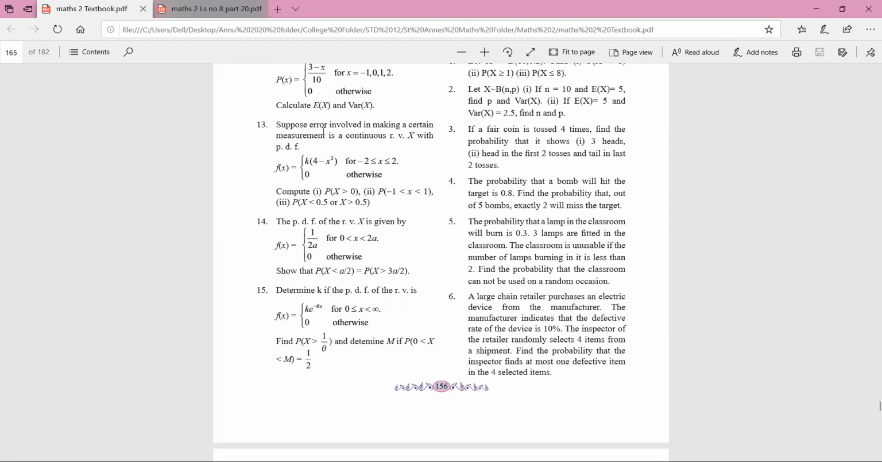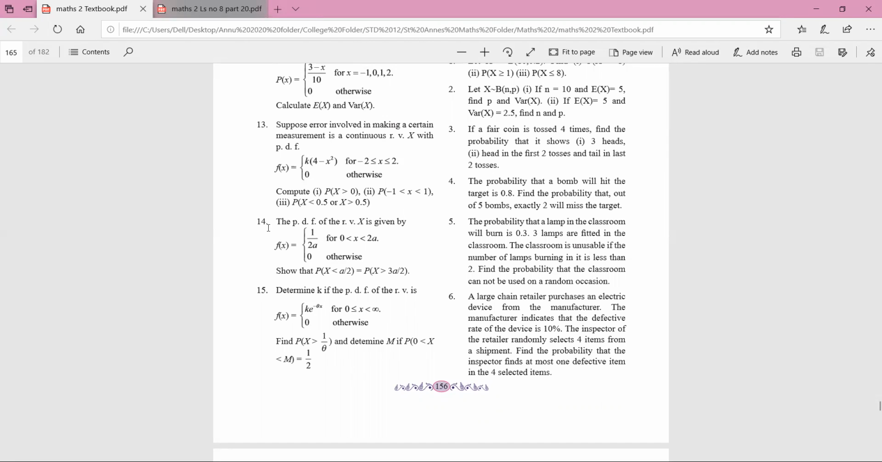Suppose the error involved in making a certain measurement is a continuous random variable x, with PDF given to you as f of x is equal to k into 4 minus x square, with the condition -2 less than x less than 2, and 0 otherwise. Now, if you remember class, we had already covered this same sum in exercise 8.2. So you can refer to exercise 8.2 because it is the same which has been put here again. So I'm not solving this 13th sum as we have already finished it in the exercise.